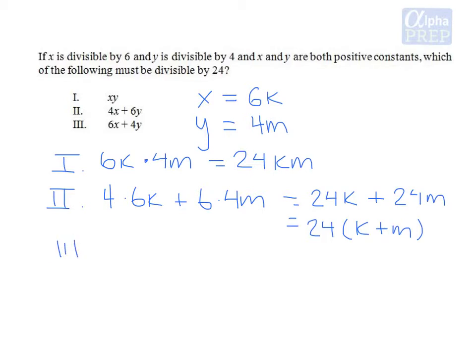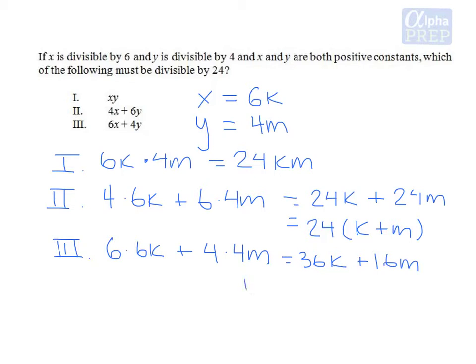Now let's try it with number 3. So 6x plus 4y, that's going to be 6 times 6k plus 4 times 4m. So 6 times 6k, that's 36k, and 4 times 4m is going to be 16m. So you want to ask yourself, is there some value that we could pick for k and m that would make this not divisible by 24? And there absolutely are. There are many different integer values that we can pick for k and m that would make this not divisible by 24.